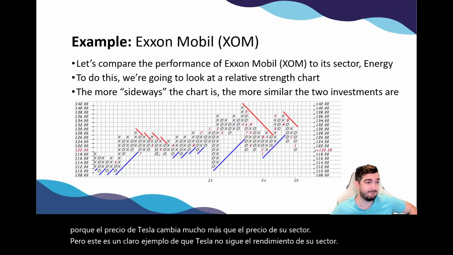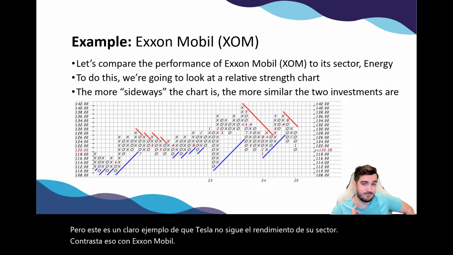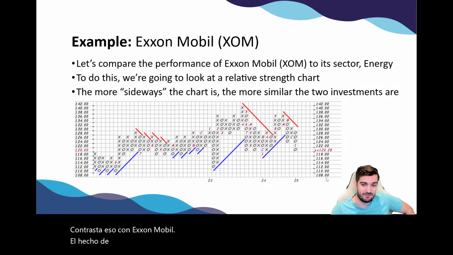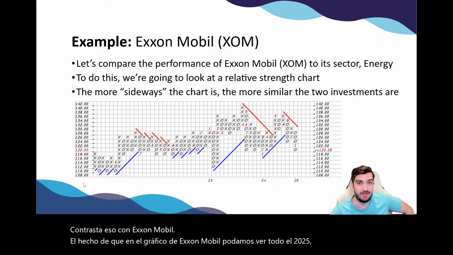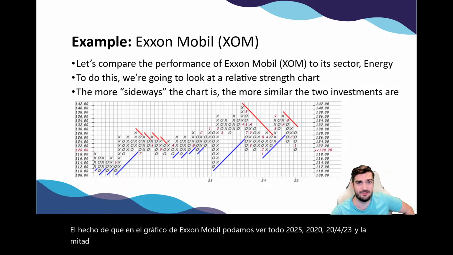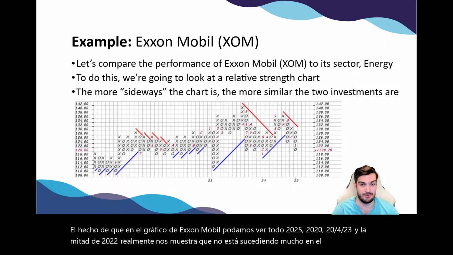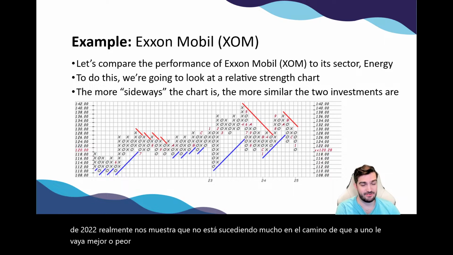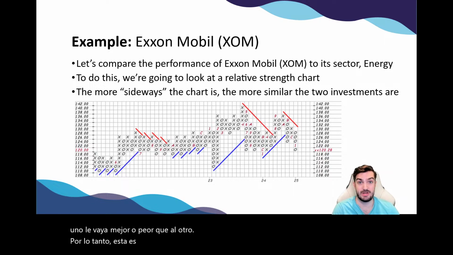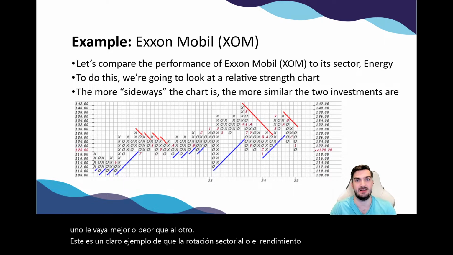Contrast that with ExxonMobil. The fact that ExxonMobil's chart, we can see all of 2025, 2024, 2023, and half of 2022 really shows us that not much is happening in the way of one doing better or worse than the other. So this is a clear example that sector rotation or the performance of a company can be dictated by its sector.